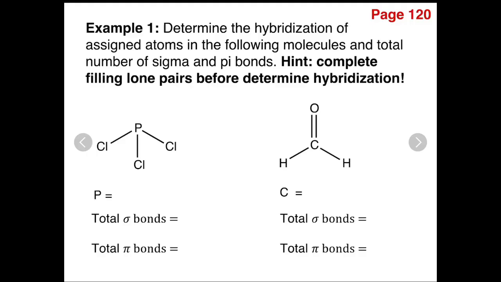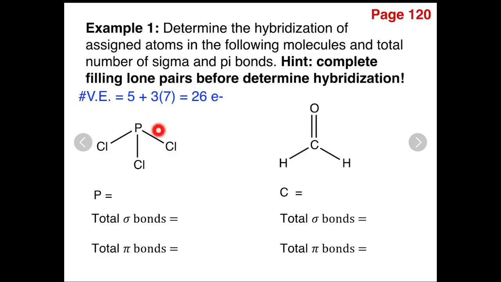Okay, so in order to do that, first you will need to make sure that you actually have the correct Lewis structure, which means you will need to make sure you have all the electron pairs filled in. If you're looking at the first molecule here, you will need to count the number of valence electrons, which is 5 from phosphorus and 7 from each chlorine, so 3 of them total would be 26.